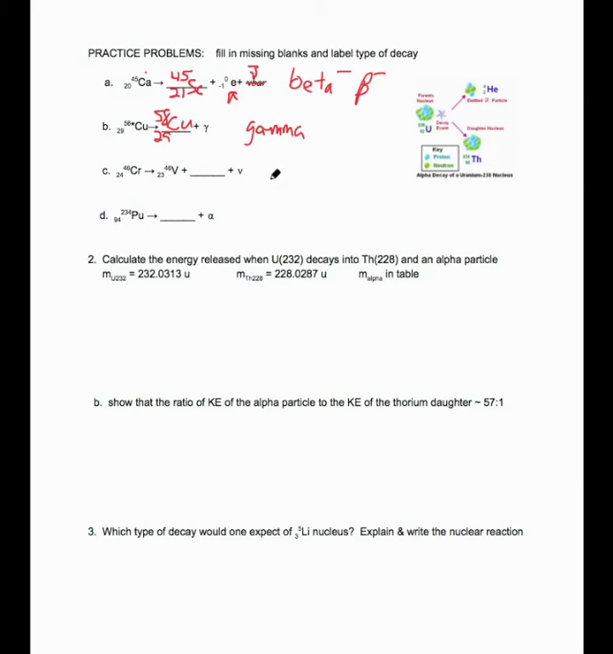Alright, here we have chromium to vanadium, something, and a neutrino. The neutrino is a clue that it's going to be a beta. Looking at the numbers here, 23 to 24, so this is going to be positive 1, 46.